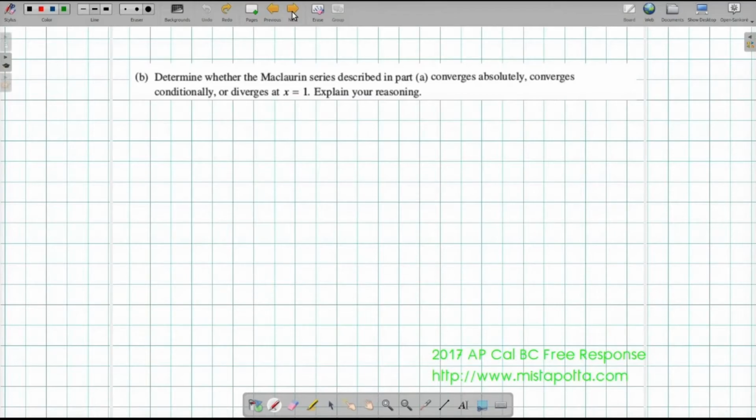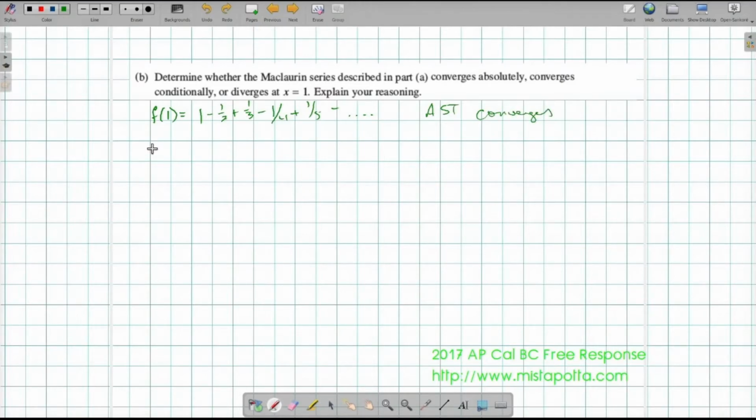On B, it says determine whether the Maclaurin series described converges absolutely, conditionally, or diverges at x equals 1. Keep in mind that my series evaluated at 1 is going to be 1 minus a half plus a third minus a fourth plus a fifth minus ... And this is an alternating series test, so this converges.